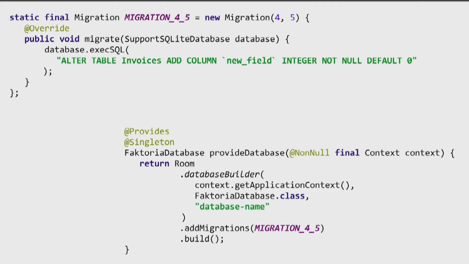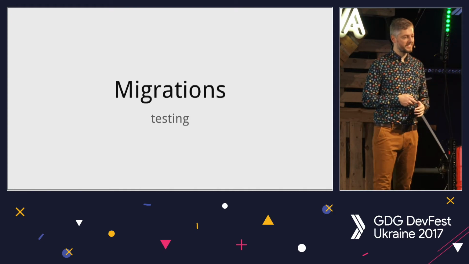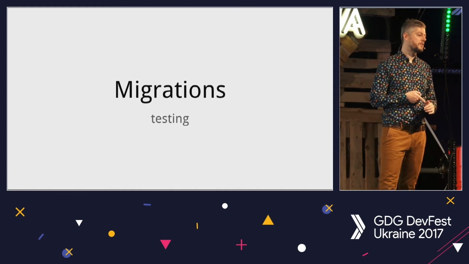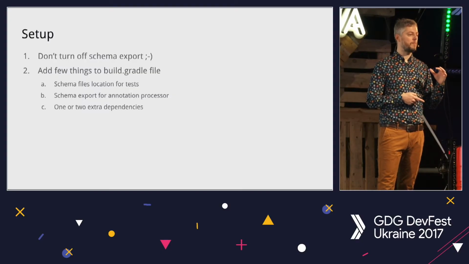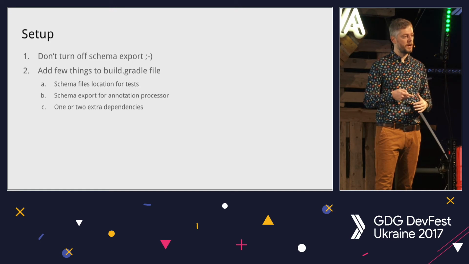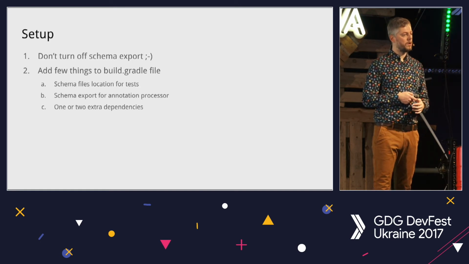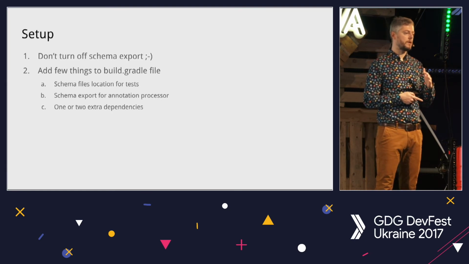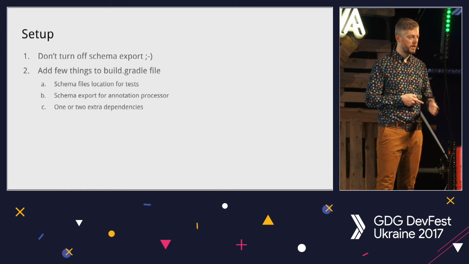And how to test migrations? Best thing, I never did that. Before this presentation, I created my very first test for migration, and I'm really happy, and it's super easy. A few steps. First of all, don't disable, like I did, the schema exporter, because the preprocessor will create lots of JSON files to be used later for testing migrations. Add some things to a Gradle file, boring things you can find in the documentation. I believe you also need to add a dependency for migration testing.